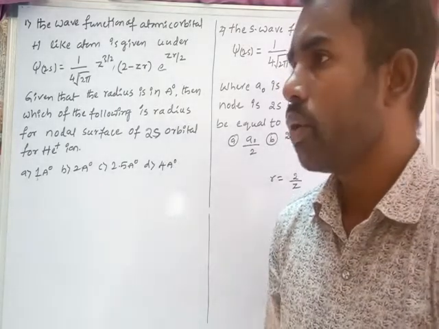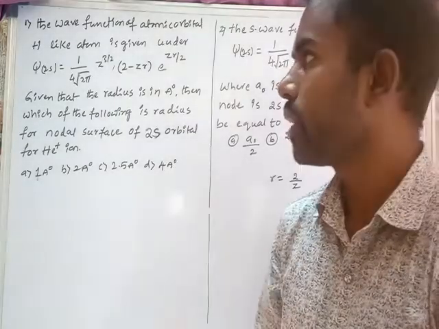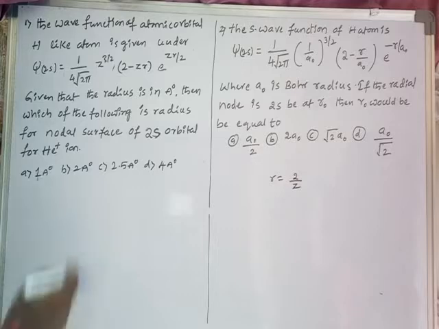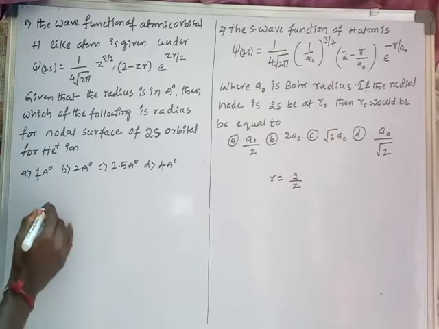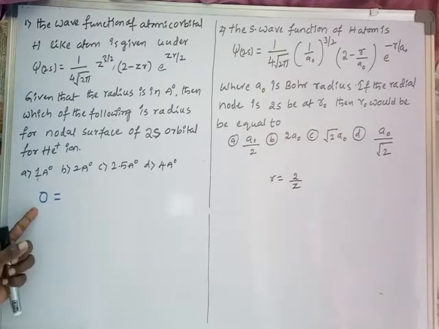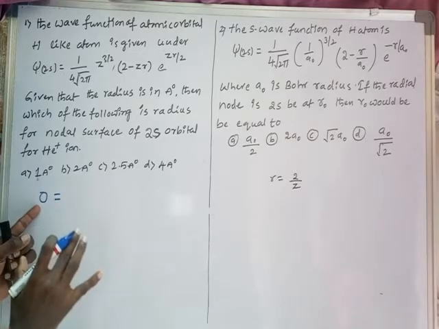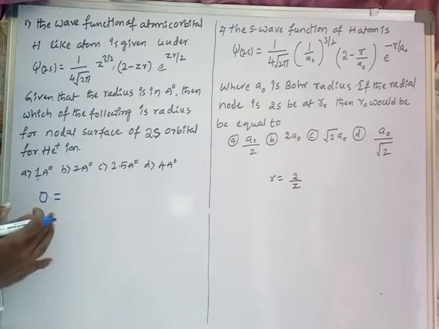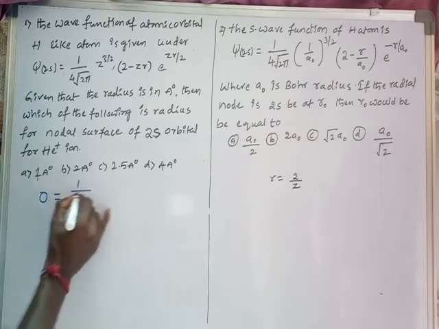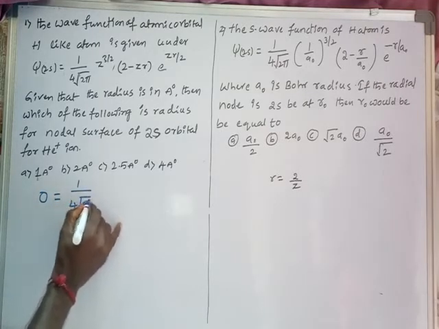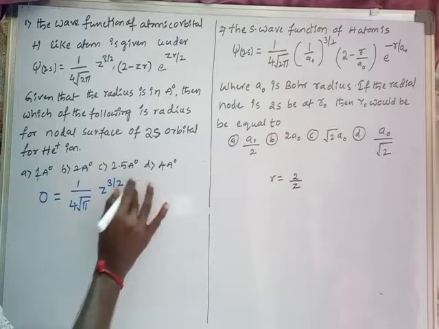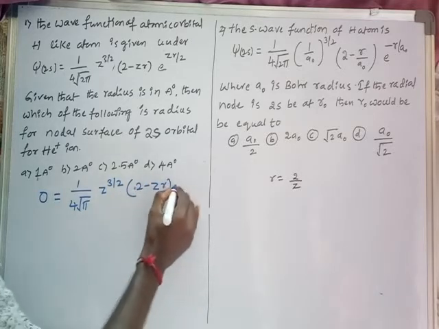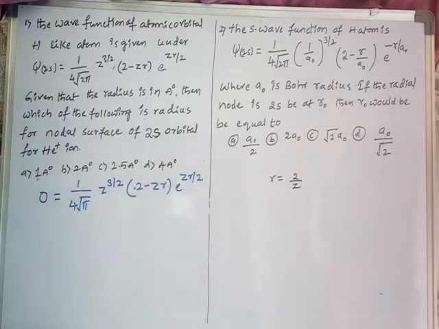Now for radial node, the psi must be equal to 0. Now I am going to take the radial wave function. So here this is the radial wave function. For node, the psi must be equal to 0, means here I am going to write 0 equal to, because for node, the psi must be equal to 0. So 0 equal to 1 by 4 root pi, Z power 3 by 2, into 2 minus Zr, or e to the power of Zr by 2.